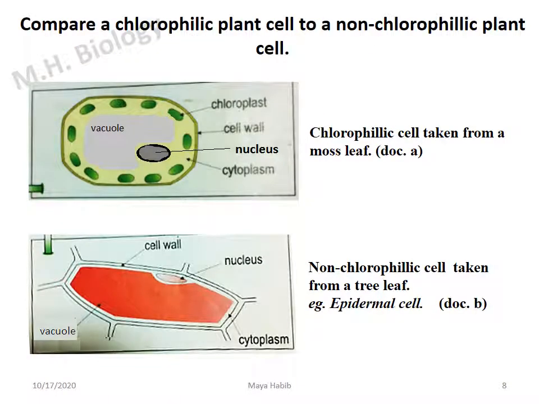Now let us take a closer look under the microscope at two different types of cells. You have in document A, one chlorophyllic cell, and in document B, one epidermal cell. Now I want you to compare the structures of these two cells in order to see the similarities as well as the differences. Close the video and try to answer this question. I will correct your answer in the next slide.